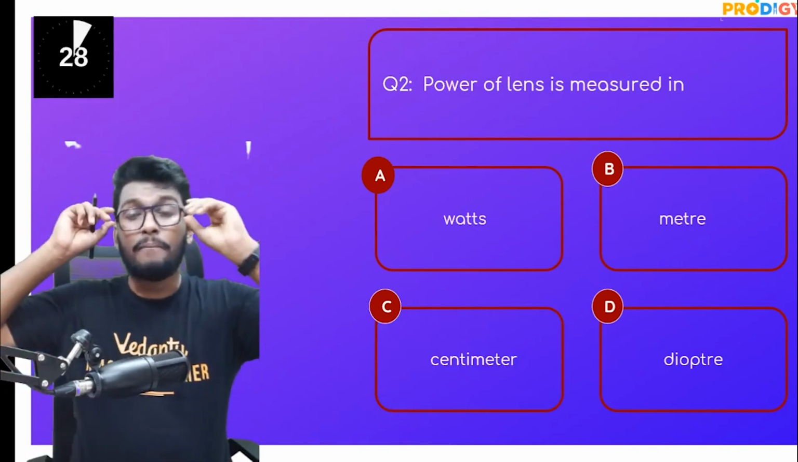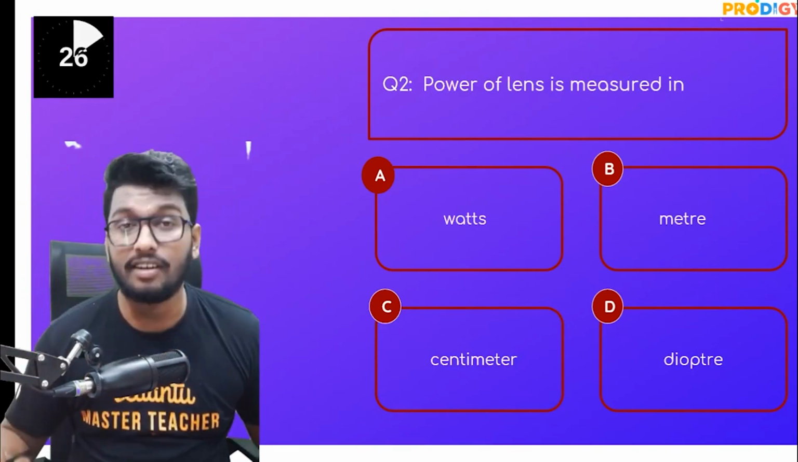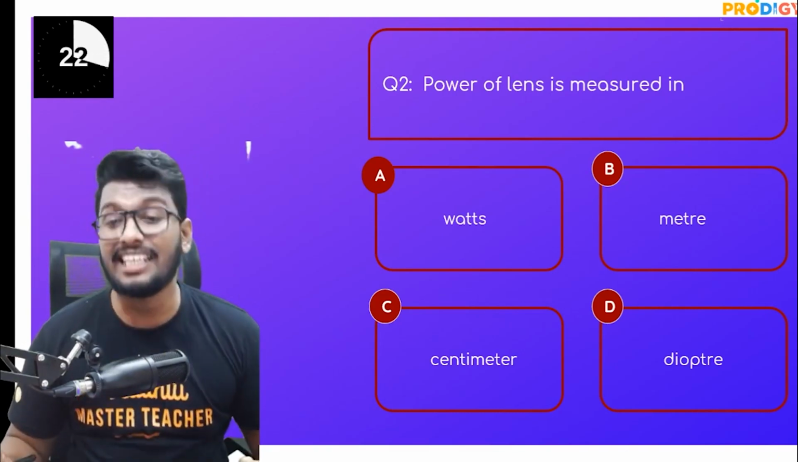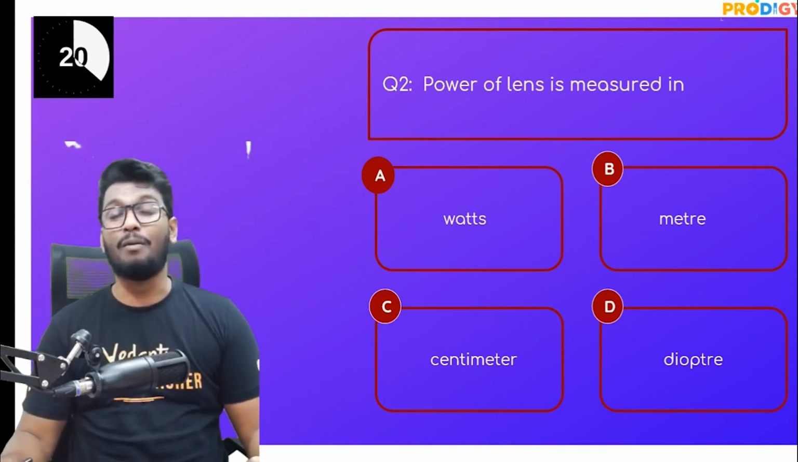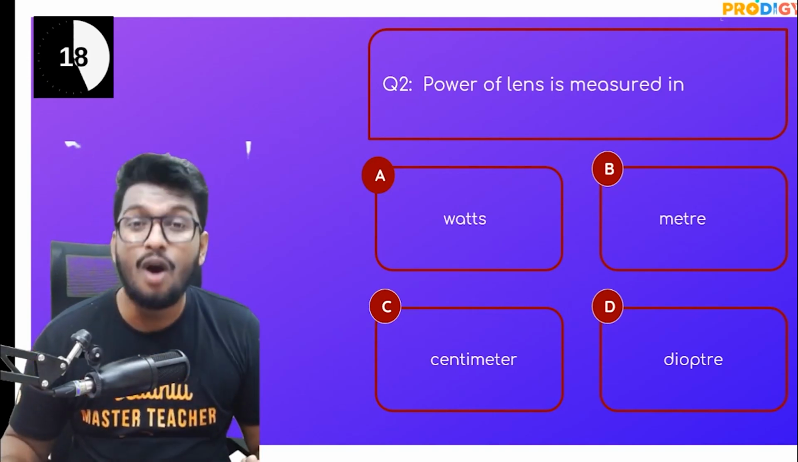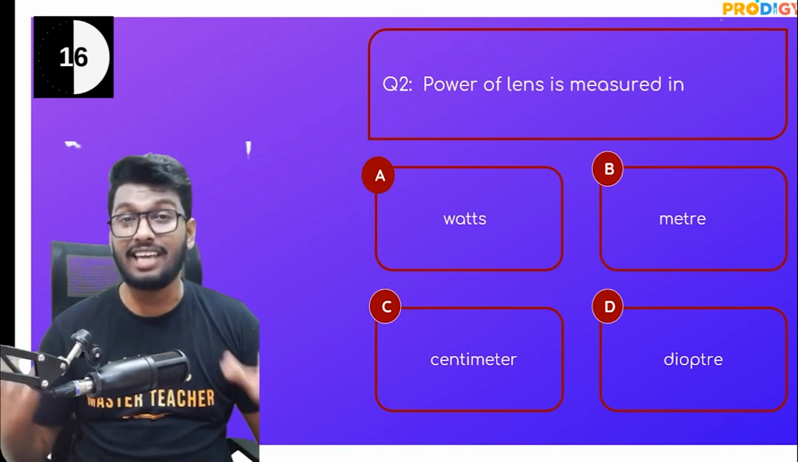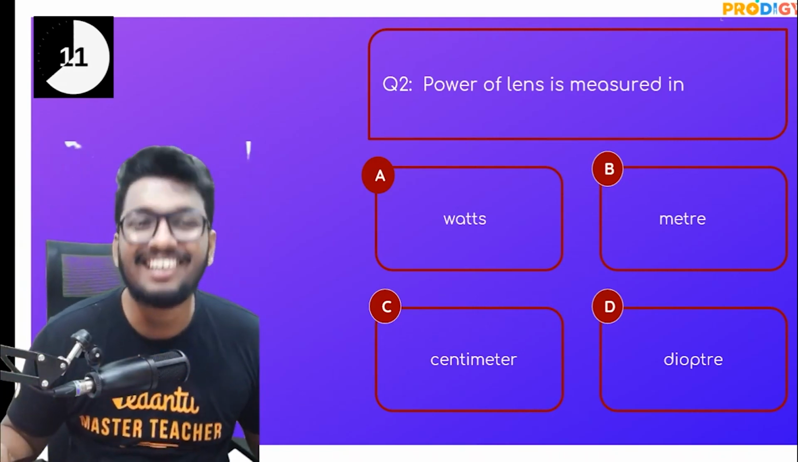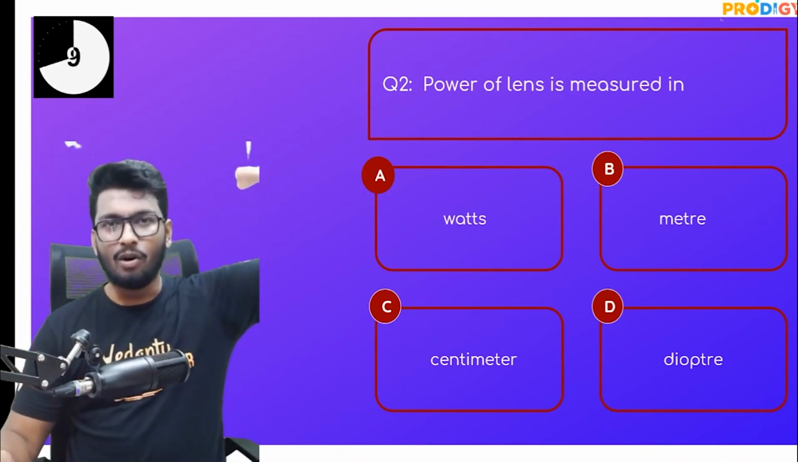Second question. The power of a lens is measured in what? Is it measured in watts? Is it measured in meters? Is it measured in centimeters? Or is it measured in diopter? Super easy question. What is the SI unit of power of a lens? Is it not the power of a motor, the power of a lens?